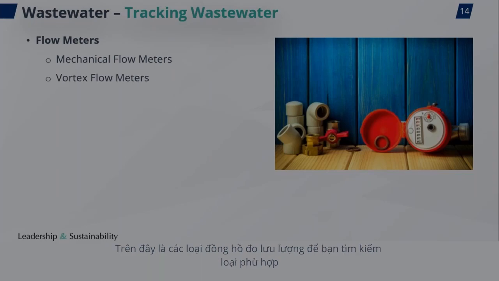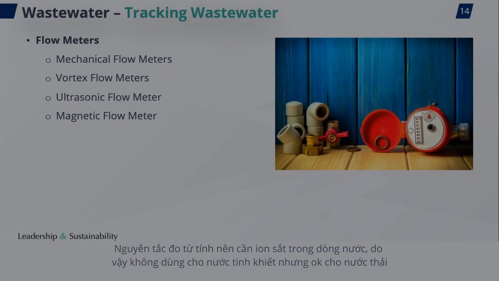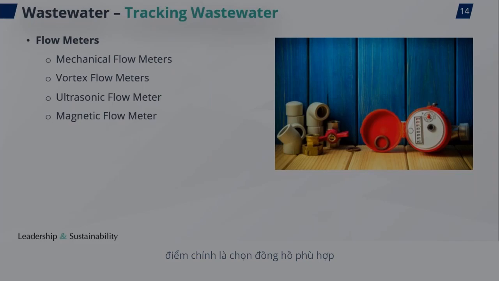Then we have vortex meters. We also have ultrasonic water flow meters. If we have large pipes, we also have magnetic flow meters. They measure the speed of a fluid passing through a pipe using a magnetic field to measure the volumetric flow. They cannot measure pure water as there are no ions to measure. But of course, wastewater should be possible. And so, of course, the best type of flow meter depends on the specific application.